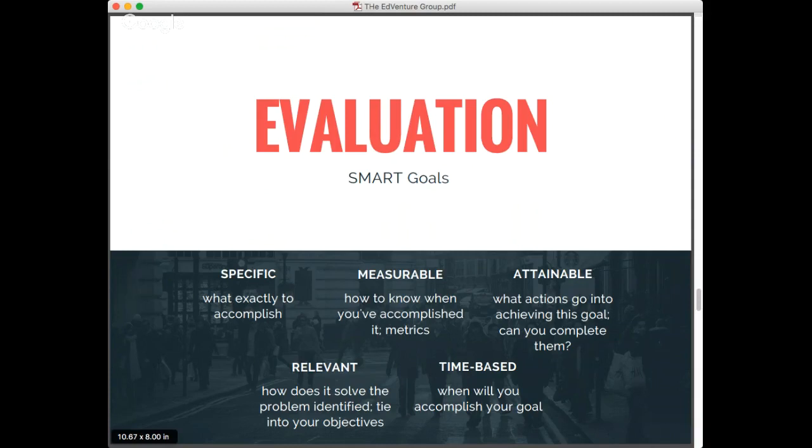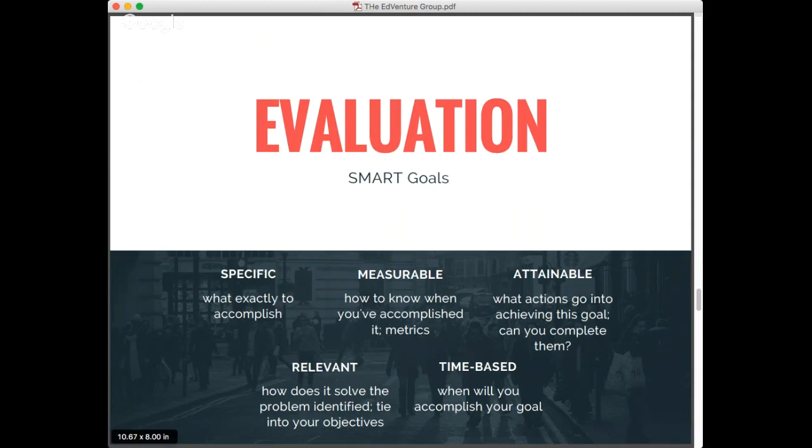Attainable: what actions go into achieving this goal, and can you complete those actions? So it's really about making sure that when you set a goal, it's not too far out of your reach, that it's something that you can actually implement and complete successfully. Relevant: how does it solve the problem identified? So what you found out in step 1, your who and your why, are the goals that you're setting relevant to that need? Tied into your objectives for your product or your program, because that's going to be super important, again, in ensuring sustainability, so that they say, we had these goals, they were relevant to the need because of this, and here's how we can grow and move forward from them.